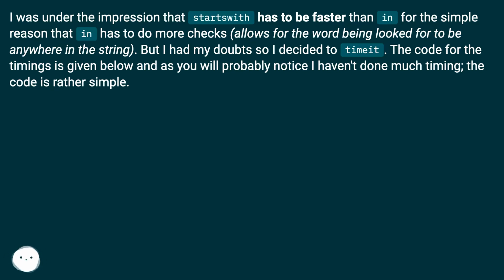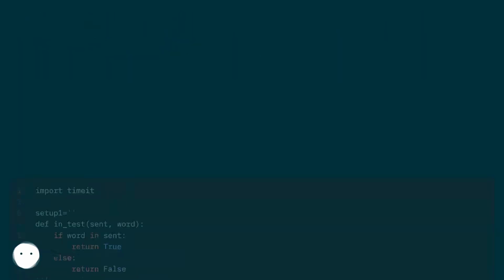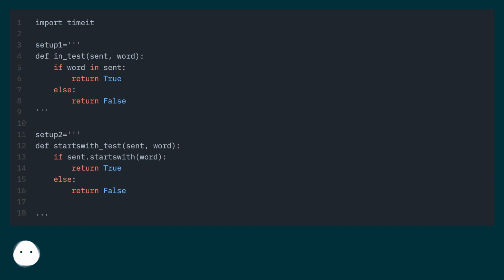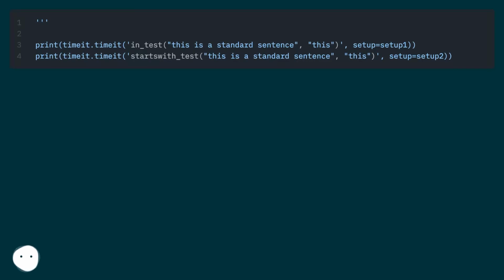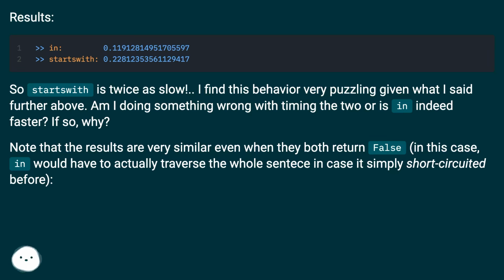The code for the timings is given below, and as you will probably notice, I haven't done much timing. The code is rather simple. Results. So startswith is twice as slow.